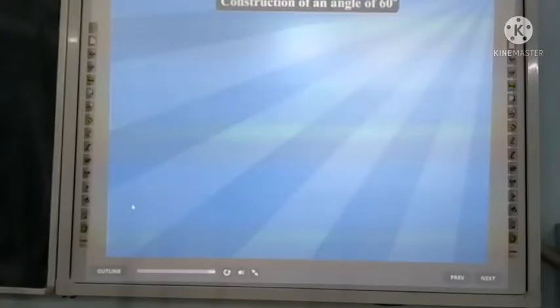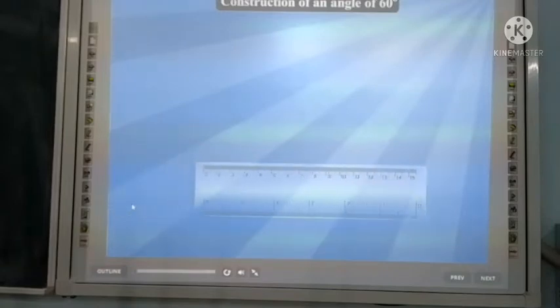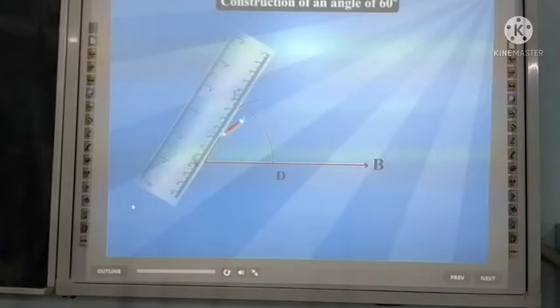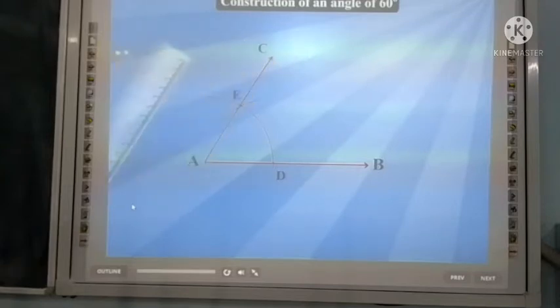Let us see how we can construct an angle of 60 degrees using compass and ruler. Here we are making an angle of 60 degrees at the initial point of the ray AB. Take A as center and draw an arc that intersects AB at point D. Now, with the same radius, take D as center and draw an arc that intersects the previously drawn arc at point E. Now, draw a ray from the point A and pass it through point E. The angle thus formed is 60 degrees.